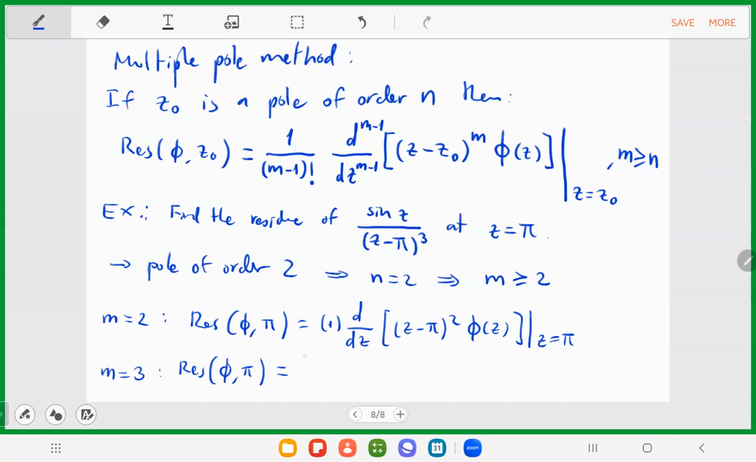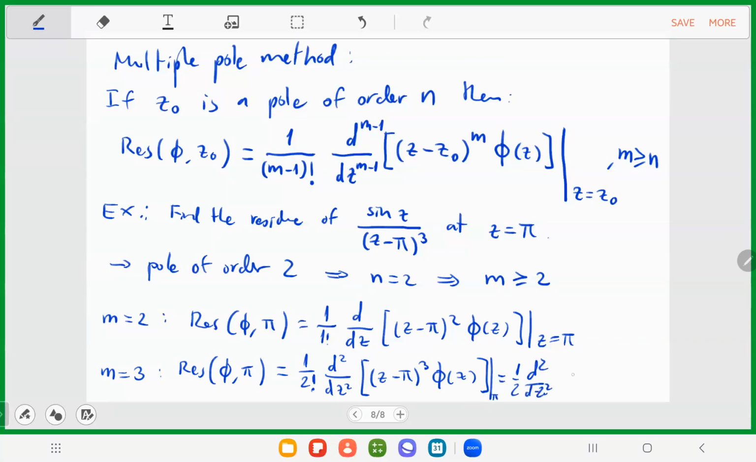If m is 3, here you will have 1 divided by 2 factorial. Okay, let's write it explicitly. This will be 1 divided by 1 factorial. This is 1 divided by 2 factorial, which is just 2. And here you have to find the second derivative of this function, which you think takes more work, right? But actually, the function (z minus pi) cubed times phi is just the sine of z. So this is 1/2 of the second derivative, evaluated at pi.